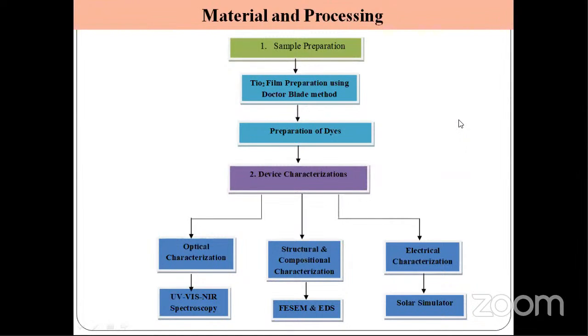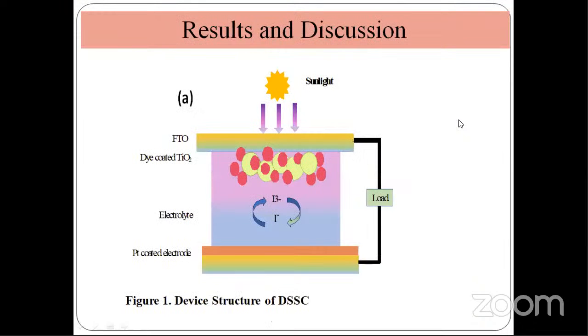First of all, we prepare the TiO2 film using the Doctor Blade method, then we prepare the dye. Finally, the prepared device has been characterized by UV-Vis-NIR spectroscopy, then FESEM and EDS. The electrical characterization has been done using a solar simulator. This is the device structure of the dye-sensitized solar cell.